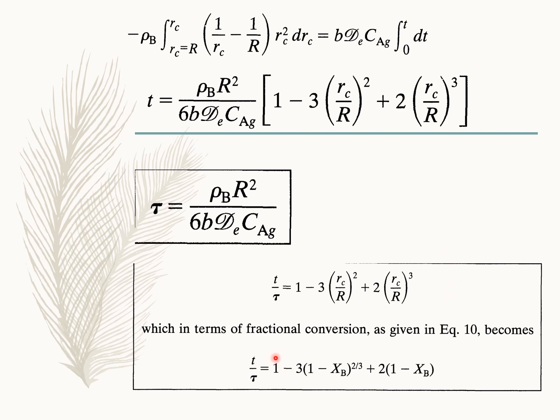Now, if you remember in the previous video, when we were deriving t over tau as a function of the conversion XB, we showed that 1 minus XB, which is the fraction that has not reacted yet, was equal to (rc over r) cubed, and just the replacement was done here to get the equation as a function of XB.